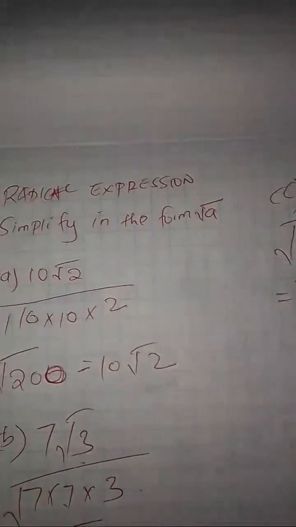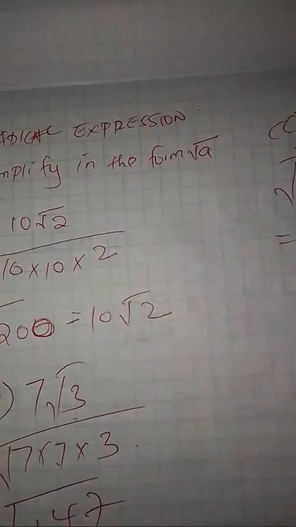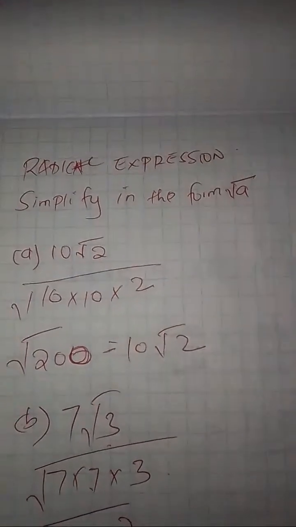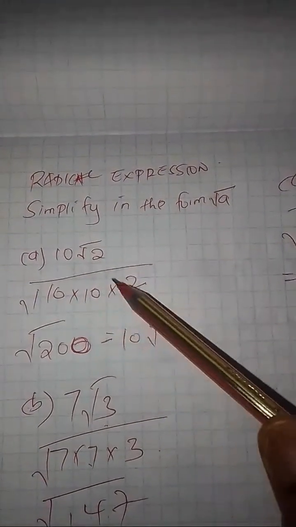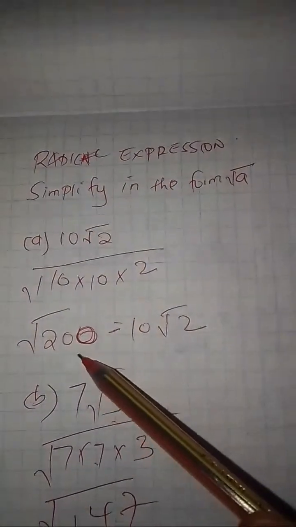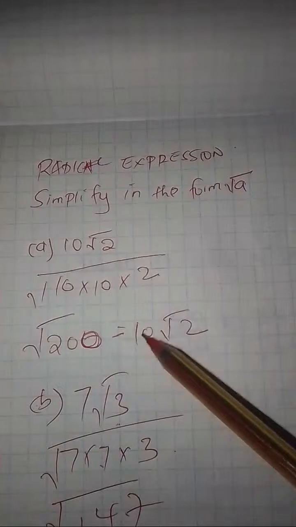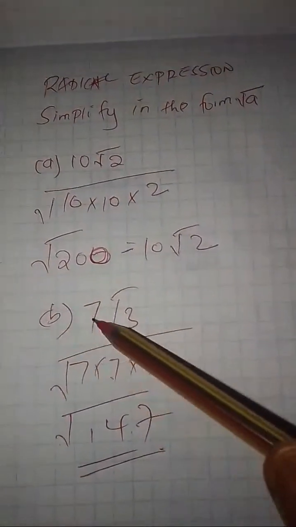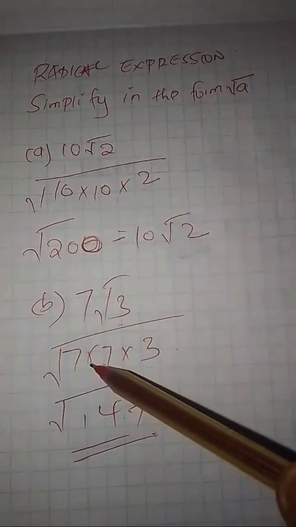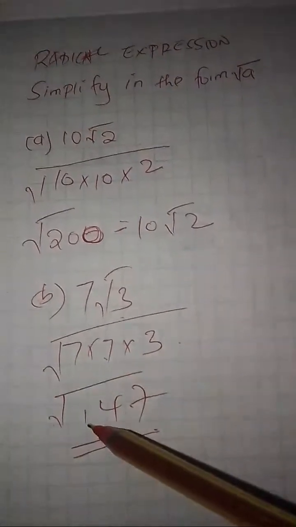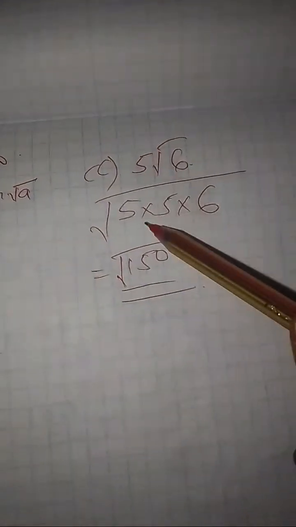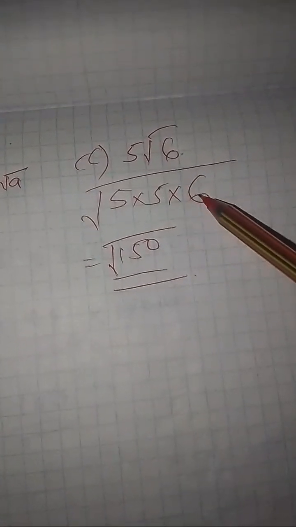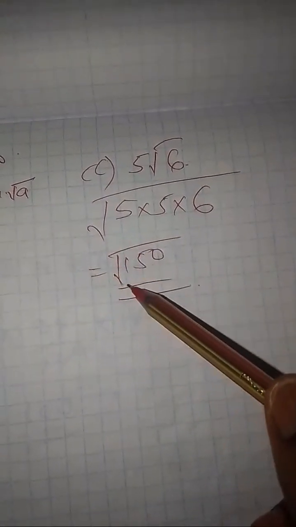So it's all about converting the roots. We just have to simplify those roots. Like 10 root 2 can also be written as 10 by 10 by this 2, and the answer becomes root 200. That's the same as 10 root 2. When you have 7 root 3, it can be written as 7 multiplied by 7 by 3, then you shall have root 147. When you have this other one, 5 root 6, it can be 5 multiplied by 5 multiplied by 6. So we shall have root 150.